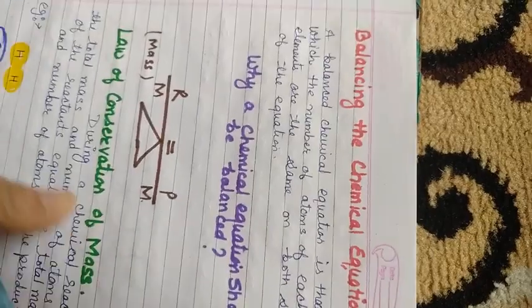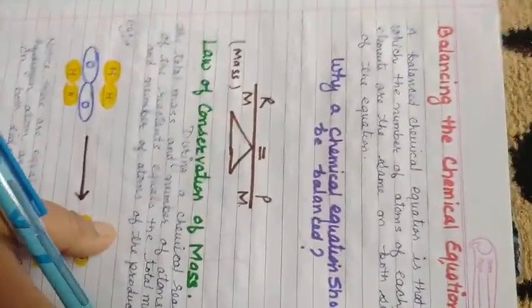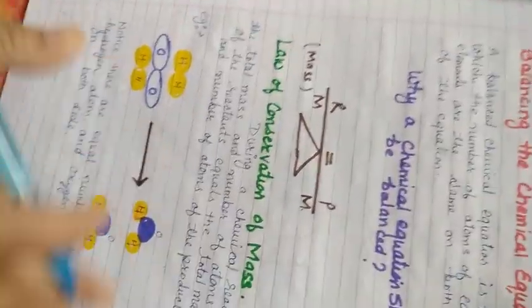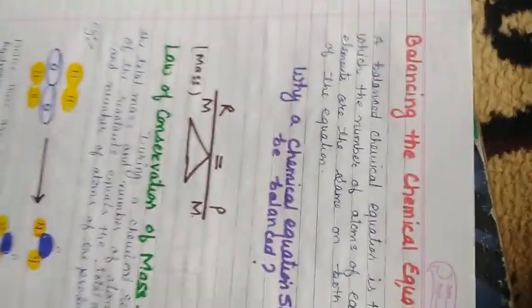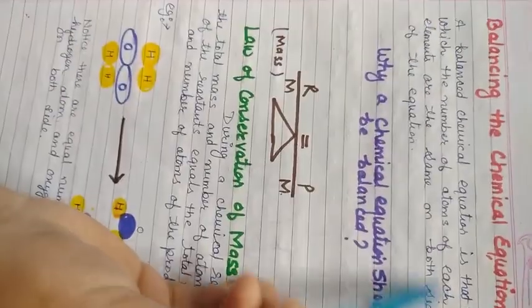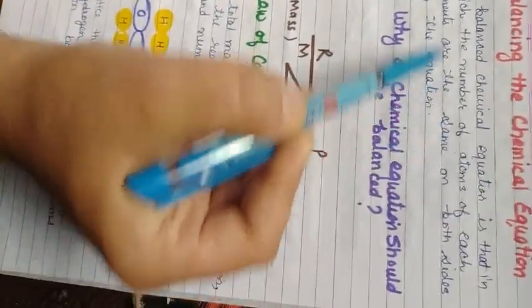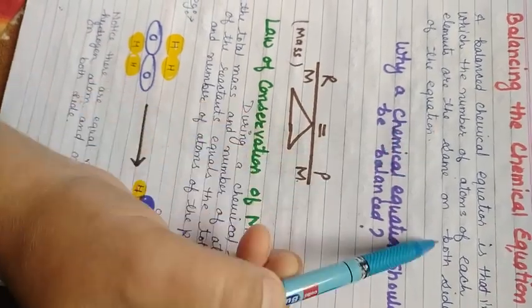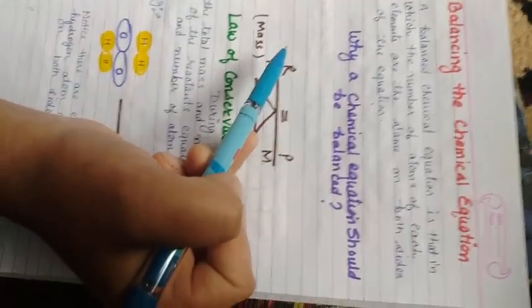Now, balancing the chemical equation. What do you mean by balancing? Balancing means both the sides must be equal. A balanced chemical equation is one in which the number of atoms of each element is the same on both the sides of the equation.